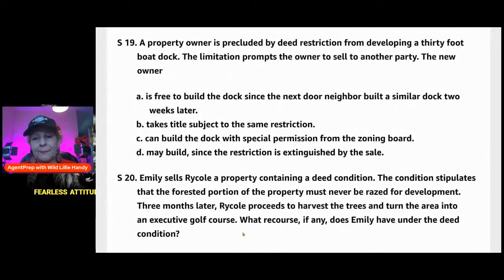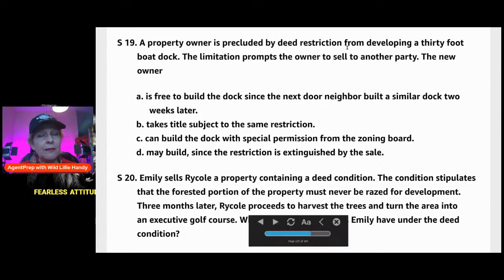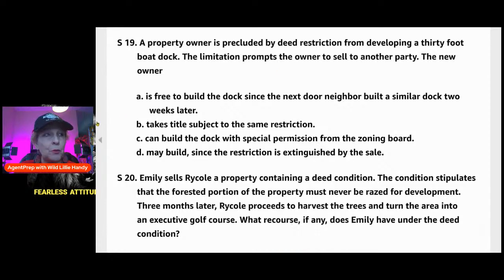All right, number 19. A property owner is precluded by deed restriction from developing a 30-foot boat dock. So they cannot develop a 30-foot boat dock. The limitation prompts the owner to sell to another party. A, the new owner is free to build the dock since the next door neighbor built a similar dock 2 weeks later. Keywords: precluded by deed restrictions.